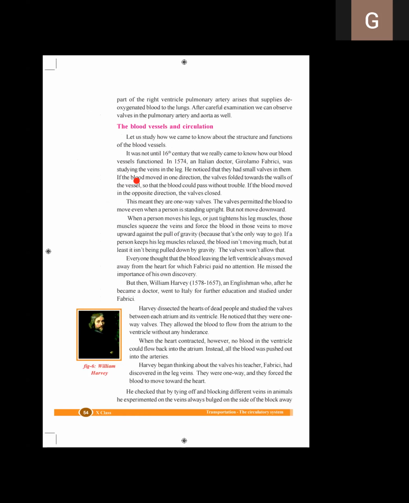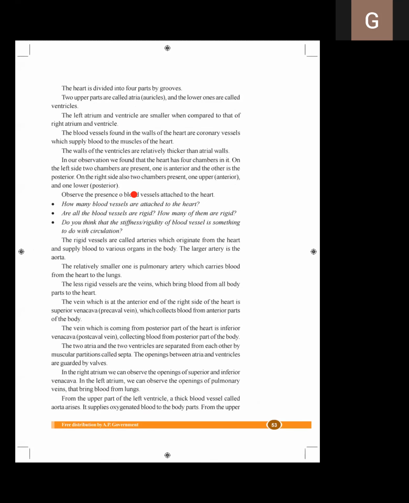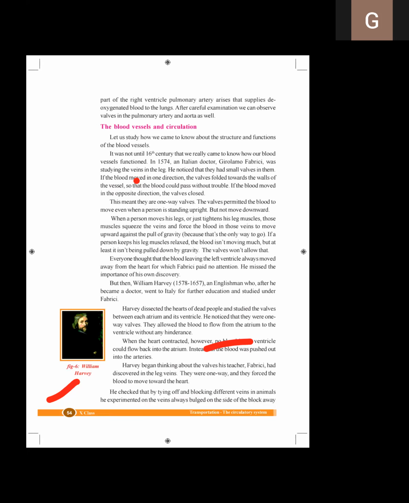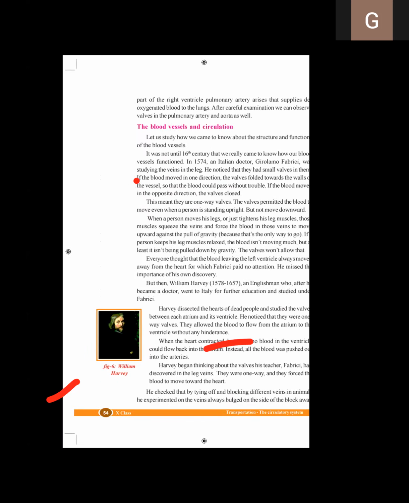So last point you can see here. In the upper part of the left ventricle, a thick walled aorta arises. So it supplies the oxygenated blood. So I have shown you in the picture. Then we can observe the walls in the pulmonary artery and aorta.